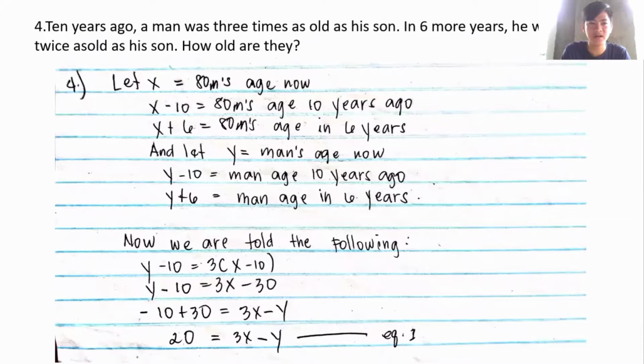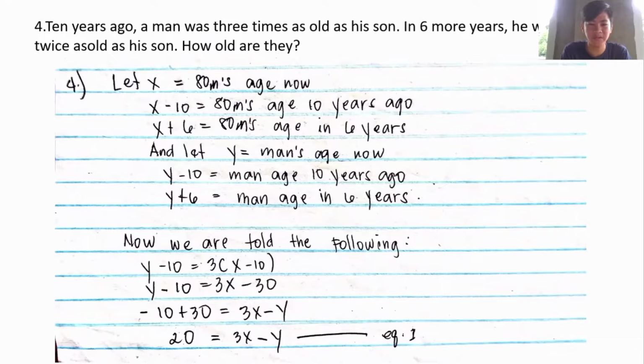Number 4. Ten years ago, a man was 3 times as old as his son. In 6 more years, he will be twice as old as his son. How old are they? Let X equal the son's age now. X minus 10 is the son's age 10 years ago. X plus 6 is the son's age in 6 years. Let Y equal the man's age now. Y minus 10 is the man's age 10 years ago. Y plus 6 is the man's age in 6 years.